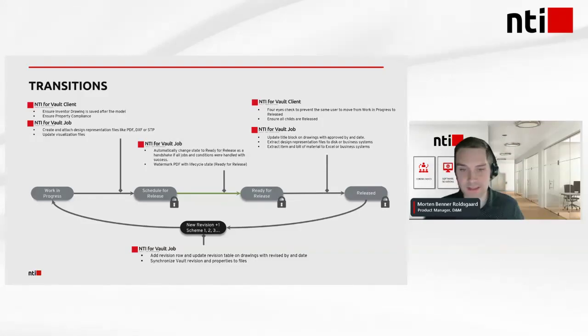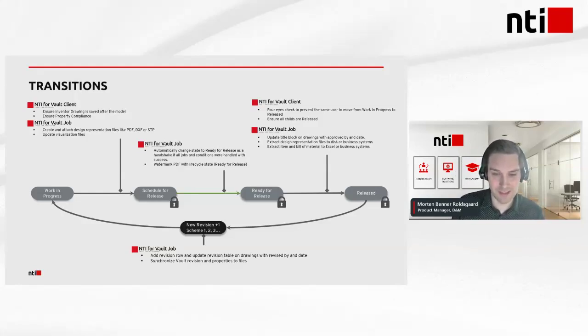So when we have a released item, what we of course also need to be able to do is to revise that item. And here we can also utilize NTI for Vault job by adding an additional workflow state or lifecycle state. Similar to the schedule for release, we will instead schedule it for work in progress.